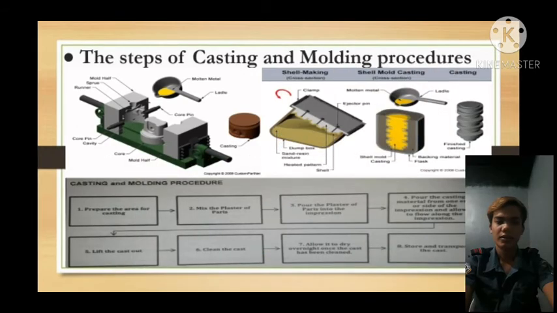These are the steps on casting and molding procedure. First, prepare the area for casting. Carefully brush away any small stones or loose soil from around the edge of the area to be cast. Second, mix the plaster of Paris. For 2 parts plaster, mix 1 part water in the plastic bags. Third, pour the plaster of Paris into the impression.